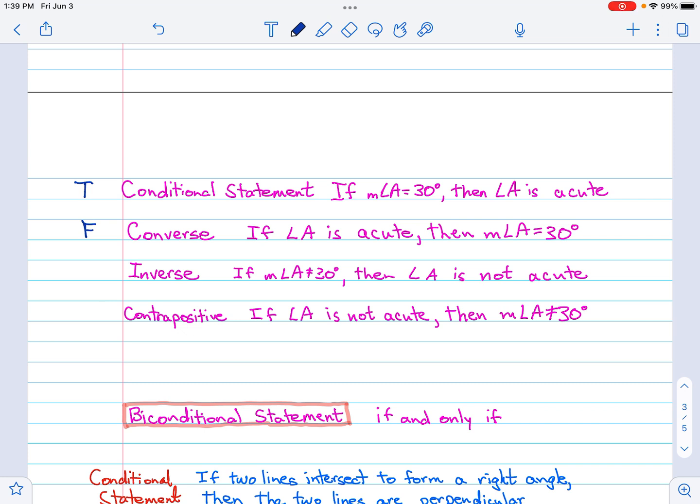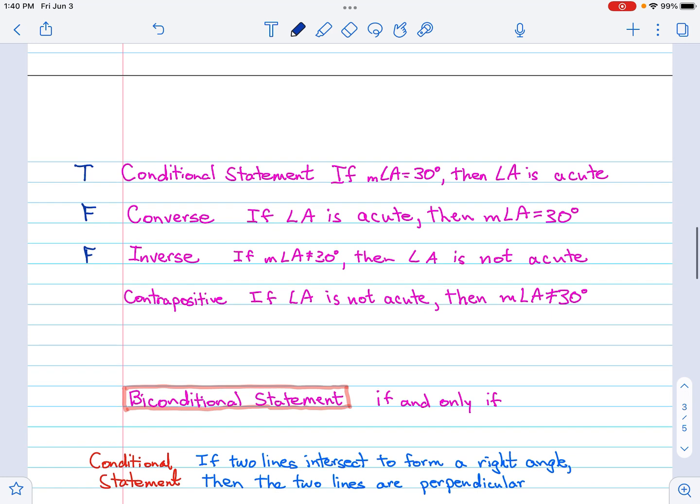Now let's look at the inverse. If A is not 30 degrees, then A is not acute. Well, that's false. A 31-degree angle is not 30 degrees, but it's still acute. So there's a couple of false ones. Now, let's look at the contrapositive. Remember, I negate the converse. So if A is not acute, then the measure of A is not equal to 30 degrees. Now, that's true. If A is not acute, then it's certainly not equal to 30. So I would say that one's true. Now, those are some definitions.